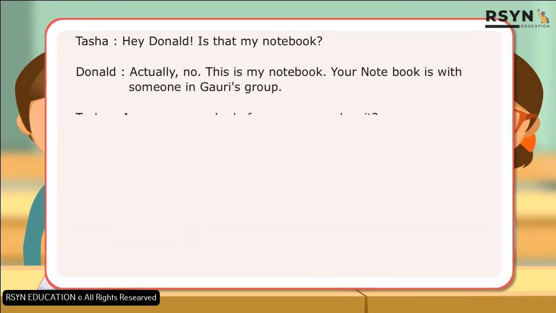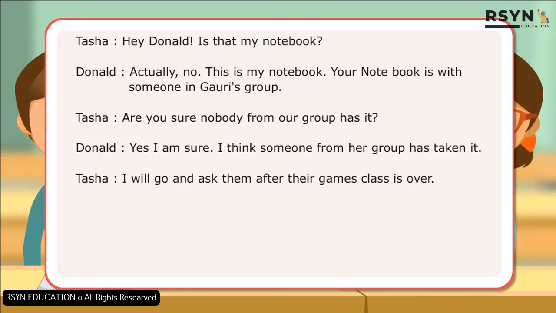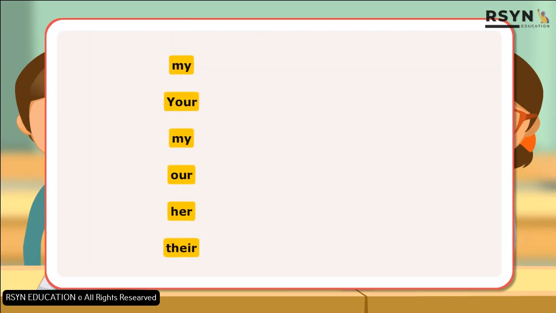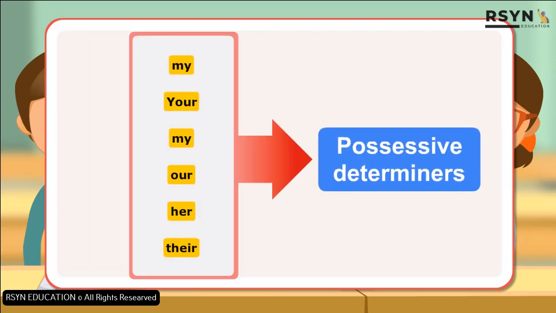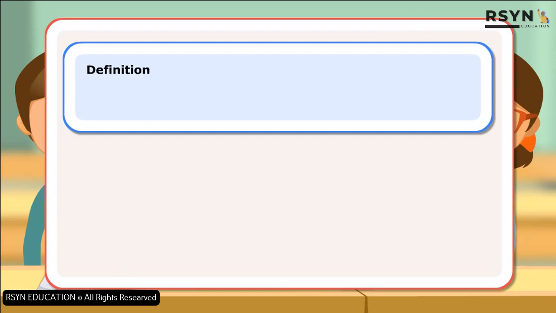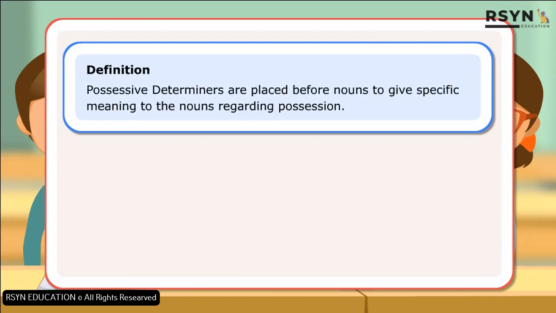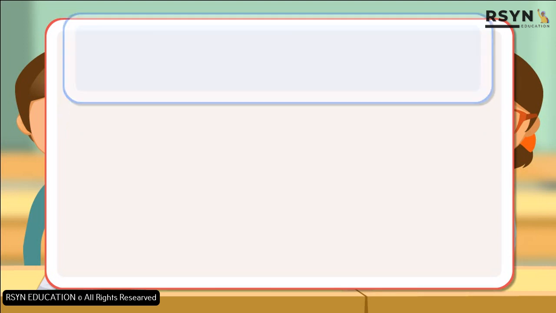In the dialogues, Tasha and Donald have used words that give information about the nouns that follow in terms of possession. The words my, your, our, her, their are examples of possessive determiners. Definition: possessive determiners are placed before nouns to give specific meaning to the nouns regarding possession. Let us look at a few sentences.